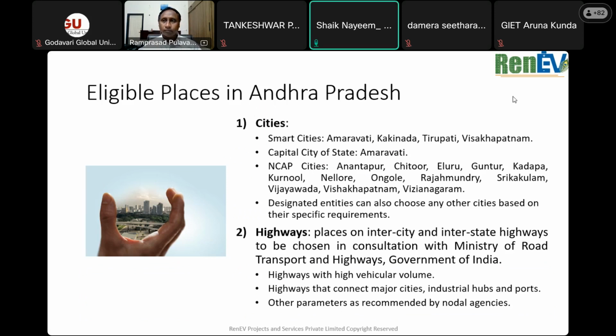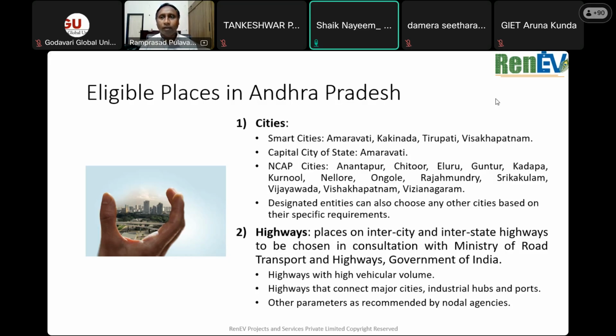Sir, myself Sheikh Naim. I'm an assistant professor from Godavari Institute of Engineering and Technology. Sir, my question is, what happens if 80% of conventional vehicles are replaced with electric vehicles? Then the demand for electricity consumption will increase, no, sir? Then what will happen? Do we have sufficient power generation to run those types of vehicles?